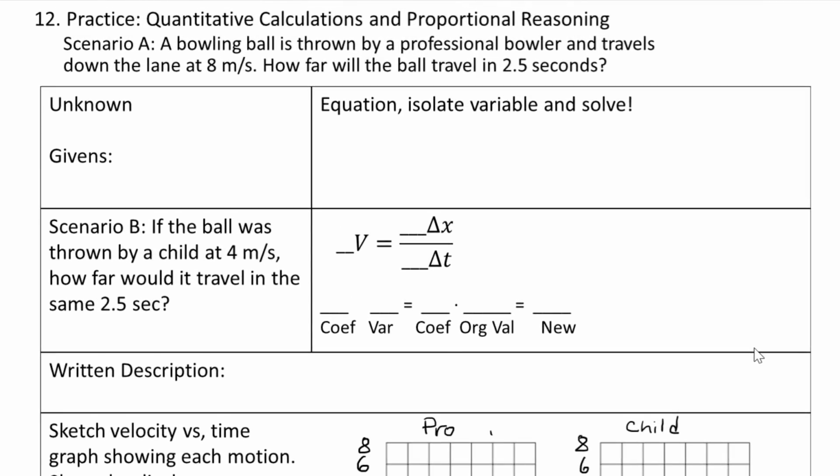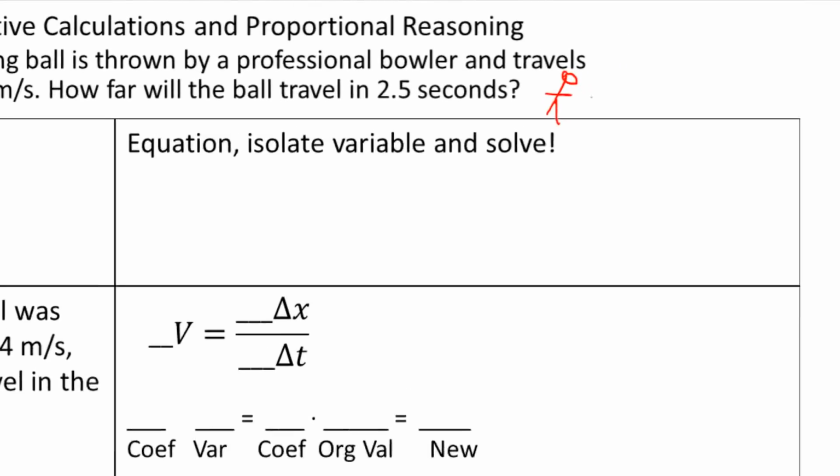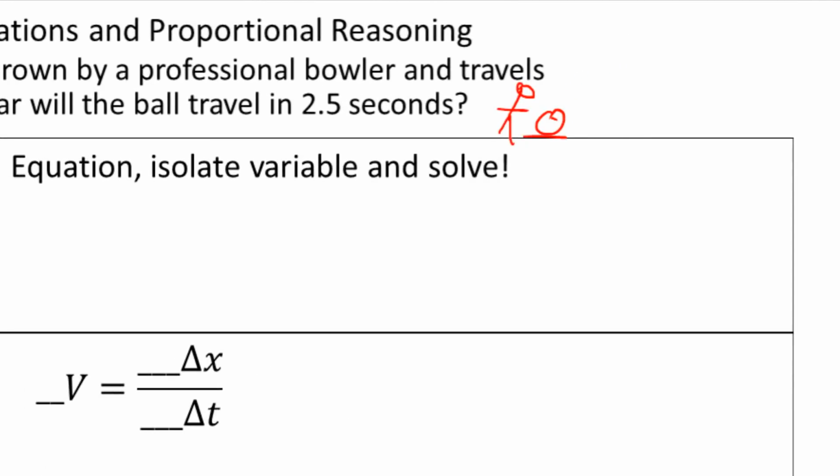So we have this scenario. A bowling ball is thrown by a professional bowler and travels down the lane at 8 meters per second. How far will the ball travel in 2.5 seconds? What I'd like to do is always have a picture of what I'm doing first. So we'll have our bowler here with the ball heading down the lane, probably toward pins down here. And we're going to call to the right our positive direction.